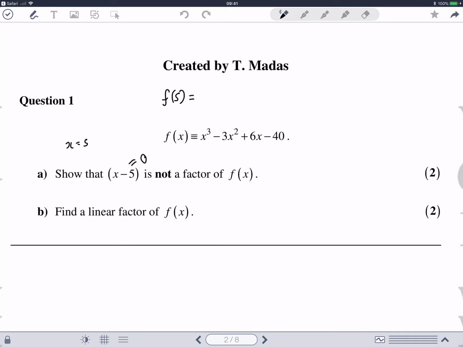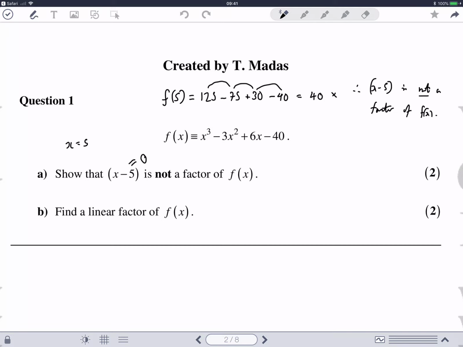If it were a factor, then when I substitute 5 in, it should equal exactly 0. So when I substitute 5 in, 5 cubed is 125, minus 3 lots of 5 squared, so 3 lots of 25 is 75, plus 6 lots of 5 is 30, minus 40. Well, 125 minus 75 is 50, plus 30 is 80, minus 40 is 40. This is clearly not equal to 0, so x minus 5 is not a factor of f of x in this case.